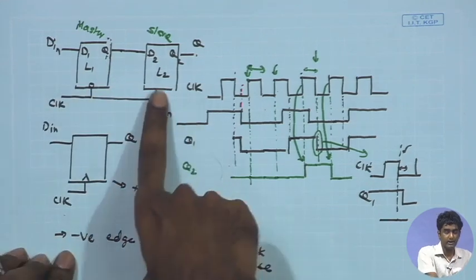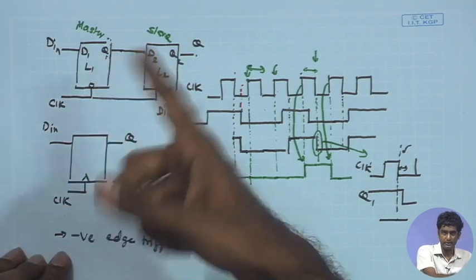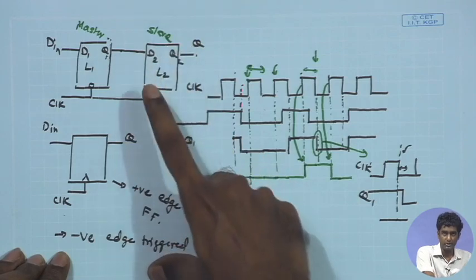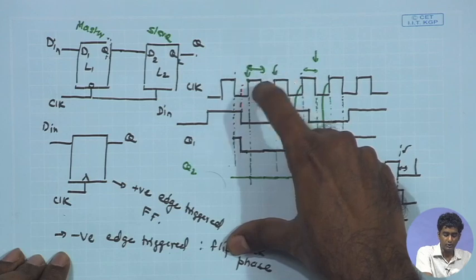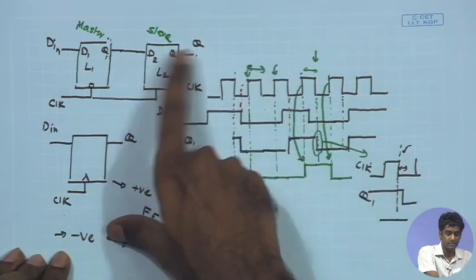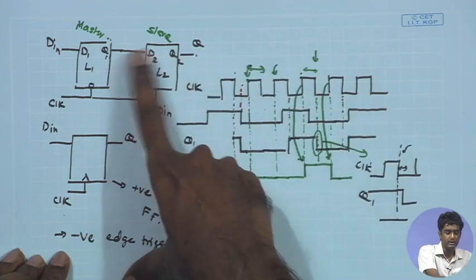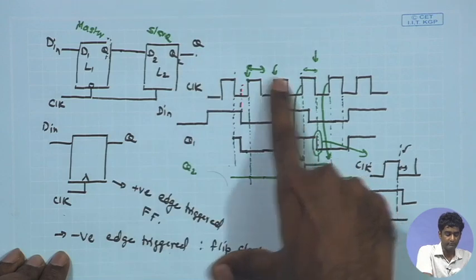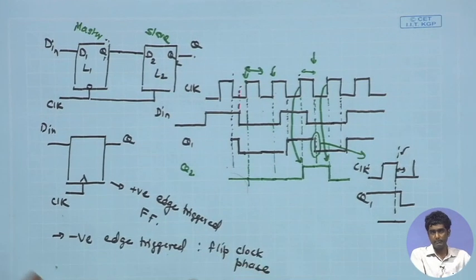In that case this becomes negative level sensitive and this becomes positive level sensitive, and as a result the Q2 transition will be happening only when the clock is going from high to low, because only during this low phase this will become transparent. As a result, only when the clock goes low it will be transferring the data Q1 to Q2, and during the high phase it is anyway opaque. So, that will be a negative edge sensitive flip flop.